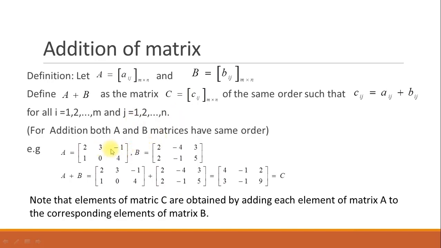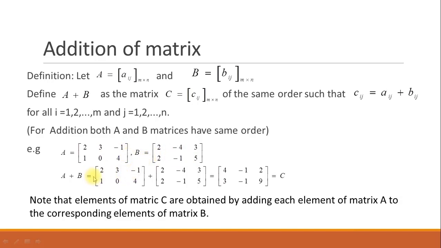For example, there are two matrices. This is matrix A and this is matrix B. For addition, first of all, check the order of these two matrices. If the order of these two matrices is equal, then we can add these two matrices. The order of matrix A is 2 by 3. This matrix has 2 rows and 3 columns. This matrix B also has 2 rows and 3 columns. So the order is the same, so we can add these two matrices.